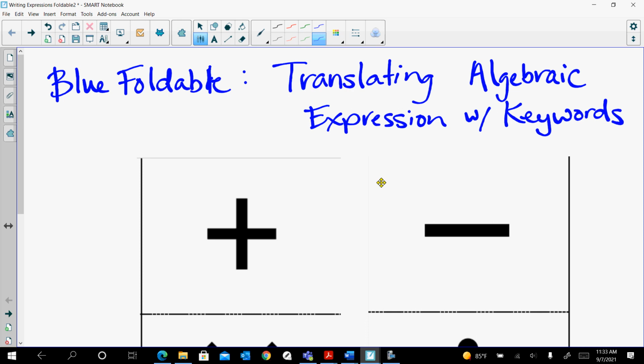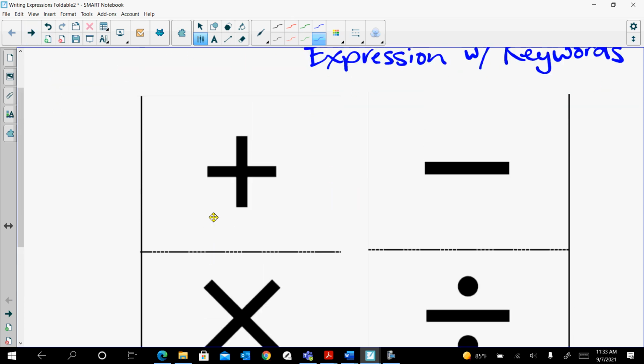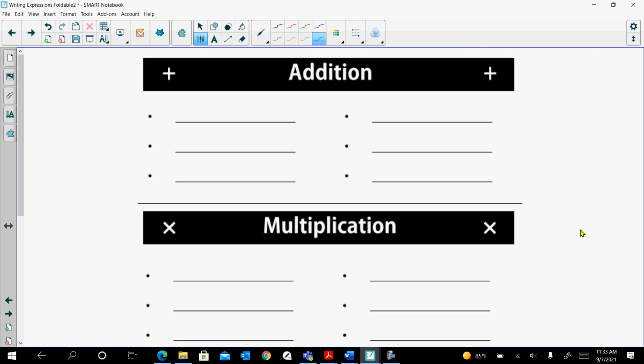So, we're gonna do some examples with this, but the keywords are the most important. So I gotta kind of recap with you on the words you need to look for to do the certain operation. Okay. If you open up the left side first, this is what you should see. All right. So the keywords for addition.